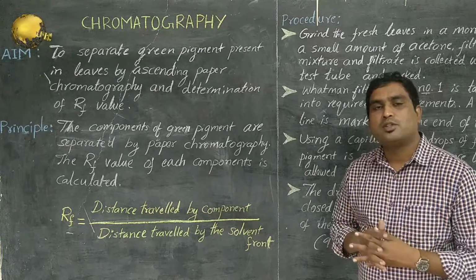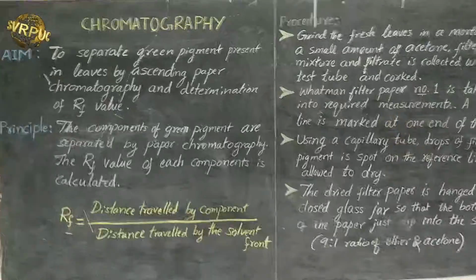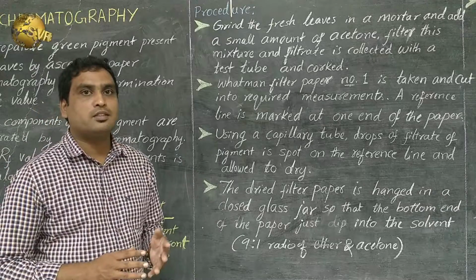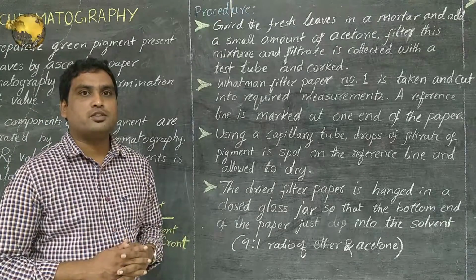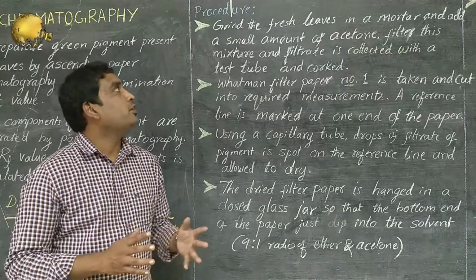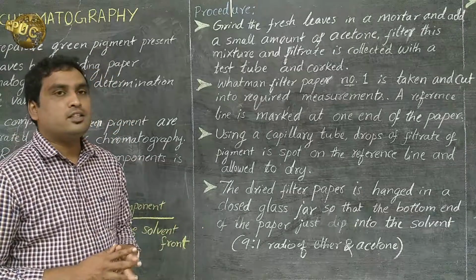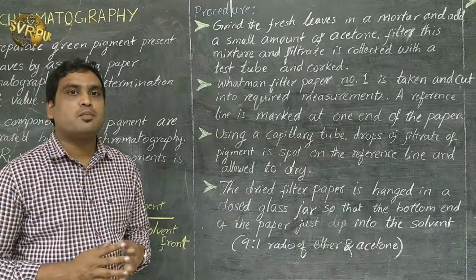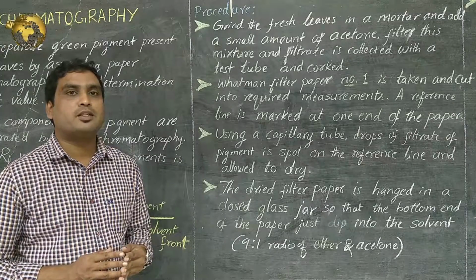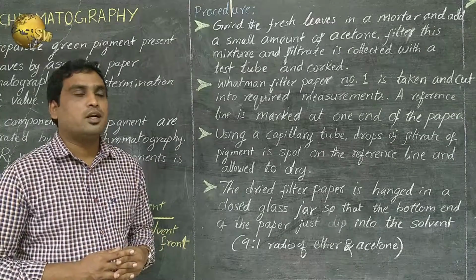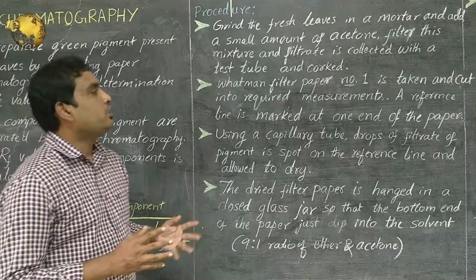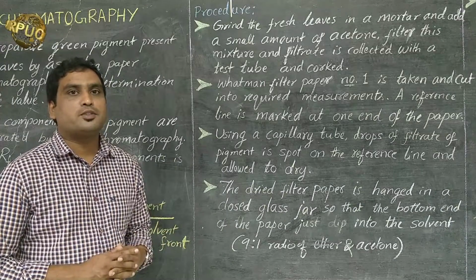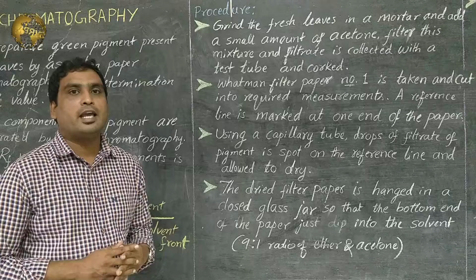So students, we can go on to the procedure of this experiment. We need to grind the fresh leaves. For this experiment we should take fresh leaves in order to separate the pigments. We grind the fresh leaves in the mortar, using pressure, and add a small amount of acetone. The acetone separates the pigments and dissolves them. This mixture has to be filtered using filter paper, and the filtrate is collected in a test tube and corked to prevent evaporation.